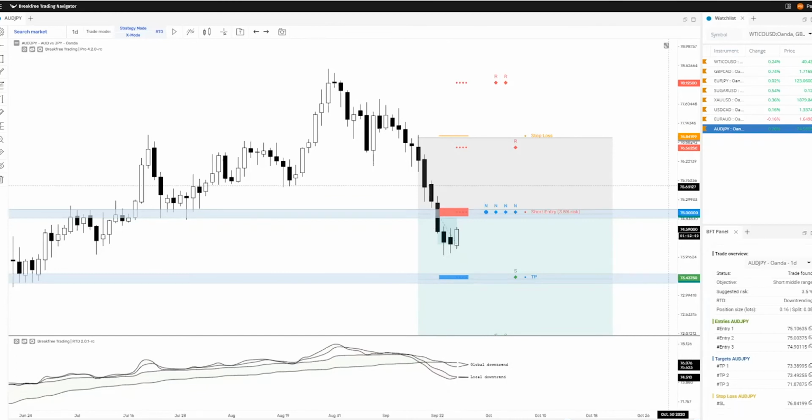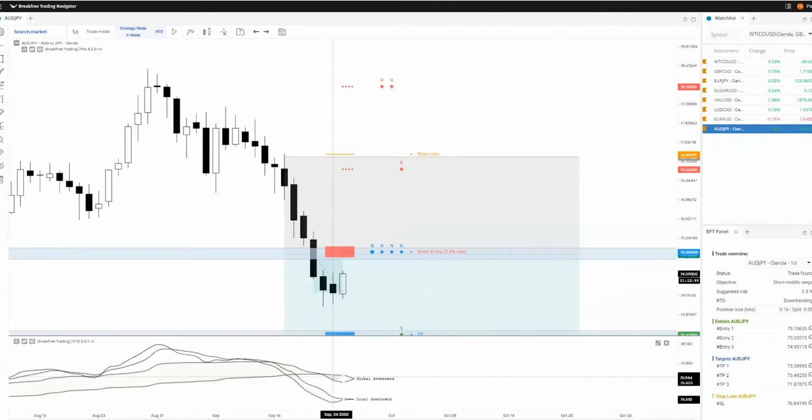On RTD, the 2 lines each, what do they represent? Well, there's 4 lines. We've got the global, we've got the alpha and beta, and on local we also have 2 lines, which are the alpha and beta.